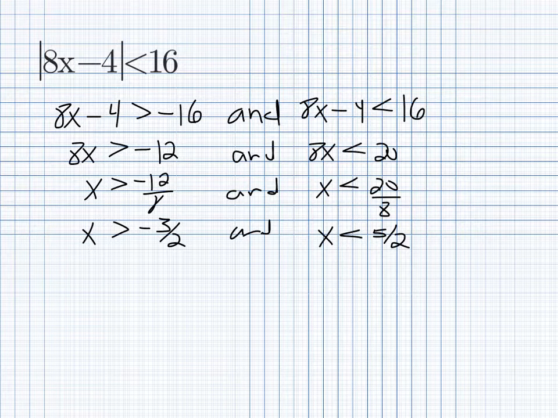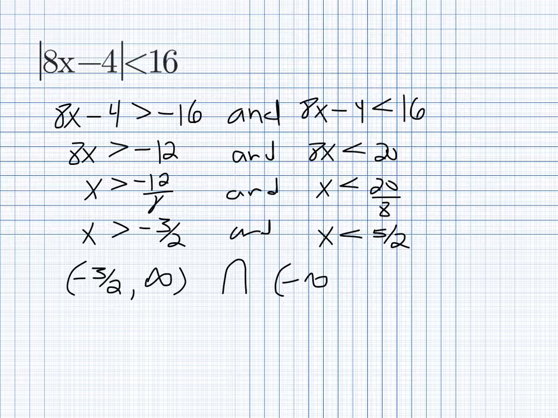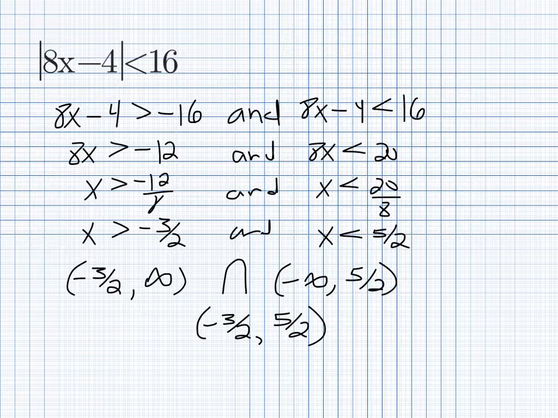X is greater than minus 3 halves is the open interval from minus 3 halves to infinity. The word and means take the intersection, and then x is smaller than 5 halves is the interval minus infinity to positive 5 halves. So now we need to write the intersection of these two intervals. So we see that minus 3 halves is the smallest number shared by the two intervals, and positive 5 halves is the largest number. So our final answer is the open interval from minus 3 halves to positive 5 halves.